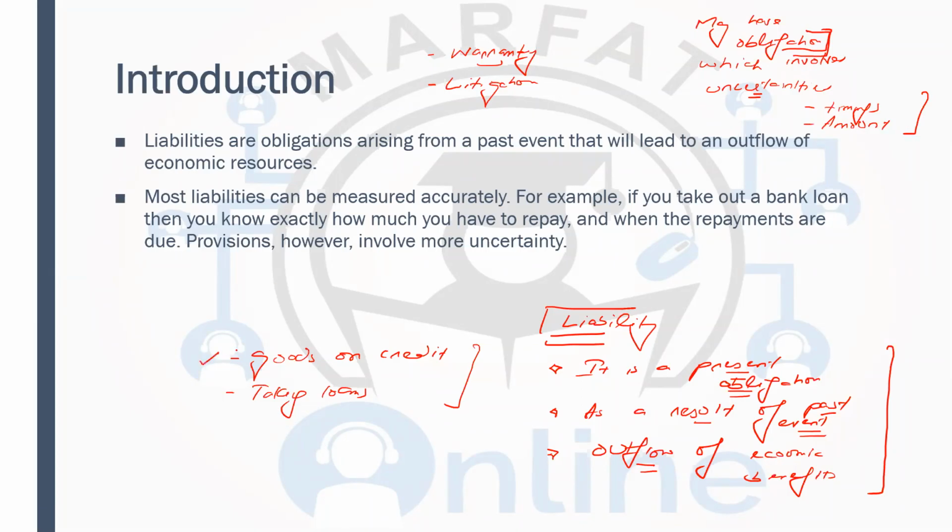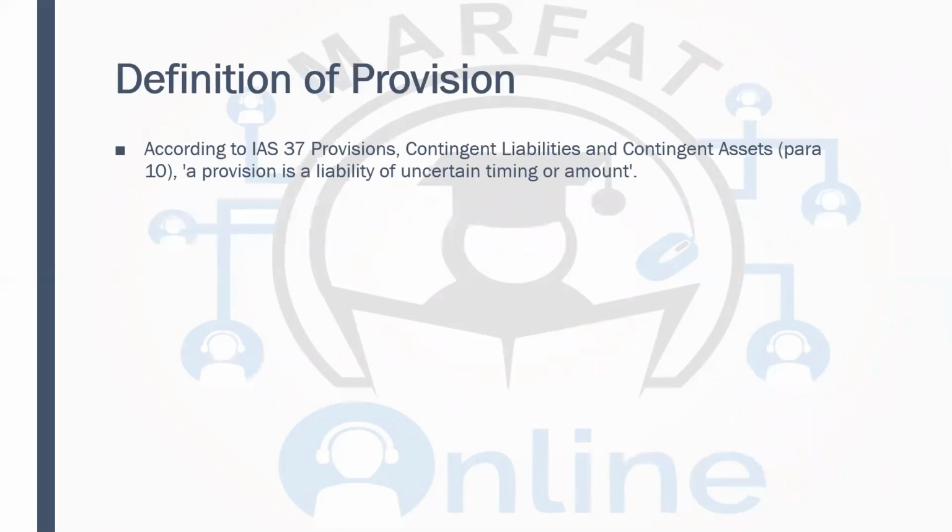In the other cases, it is quite simple. With goods on credit, you know how much you have bought, so you will simply pay the amount which you have agreed to pay. When you have taken a loan, the obligation is quite clear. The amount which you have taken as a loan will be paid as per the agreed contract. But when you are talking about warranties or litigations, you are not sure regarding the timing and amount you will be paying to settle that obligation. So a liability of uncertain timing and amount is known as a provision. Provision is the liability of uncertain timing and amount.